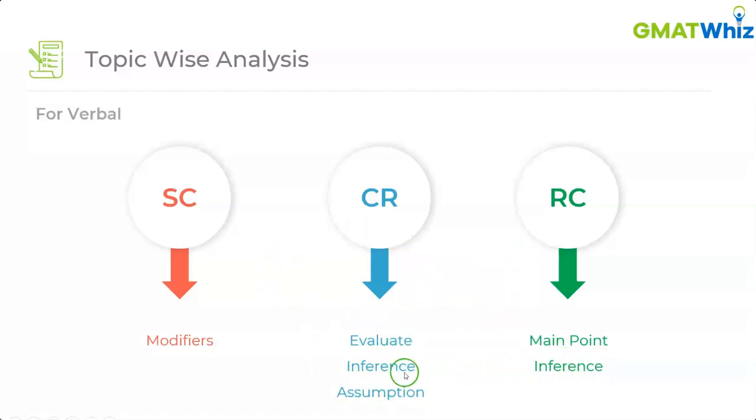Another common pattern that you might be able to look at when you do topic level analysis is, let's say you're not good in inference in CR as well as RC. That means you need to focus on inference. Maybe improving inference in CR would definitely help you improve your inference in RC also. So that is why we always advise to do a topic level analysis to understand these patterns.